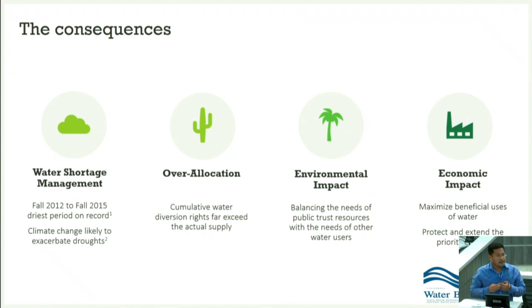And there are economic impacts. With good and complete water diversion data, we can maximize beneficial uses of water, which is required by the state constitution. And we can protect your senior water rights. We can enforce permits and licenses, like seasons of diversion and diversion amounts, more effectively. And we can implement and extend enforcement of the state's water right priority system.